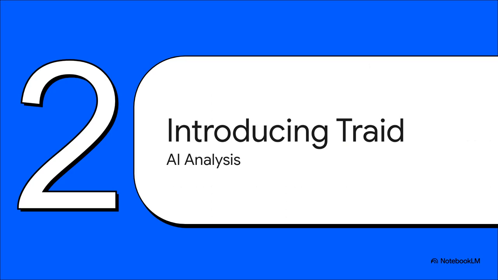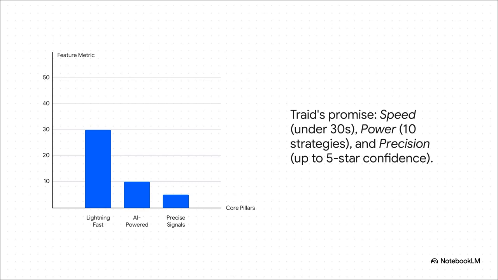Okay, so we've laid out the problem. Now let's flip the coin and see how Traid claims to be the solution. And the core idea? It's all about letting AI do the heavy lifting when it comes to analysis. So what's the big promise here? According to them, it comes down to three things. First up is speed. We're talking an analysis in under 30 seconds. Pretty quick. Second is power. Its AI brain is packed with 10 different trading strategies. And third is precision. The whole point is to give you one single clear signal to work with. And it's that combo of speed, power, and precision that's really the whole foundation of what they're trying to do.